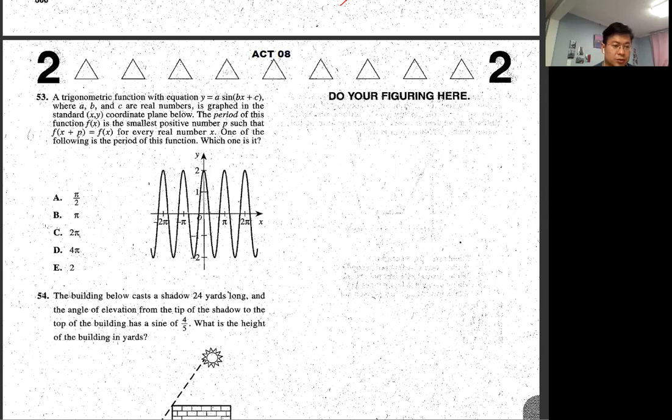Next one, period. This is one complete cycle that you can think about. Starting off of this, all the way coming back to this point at pi. So pi.